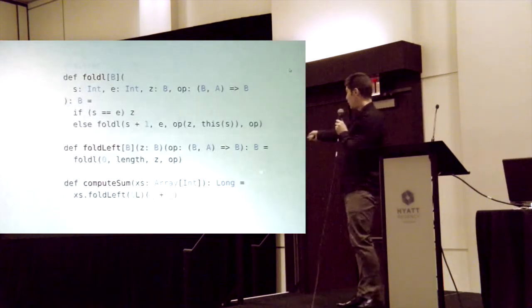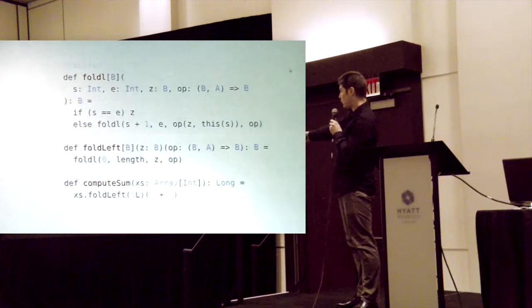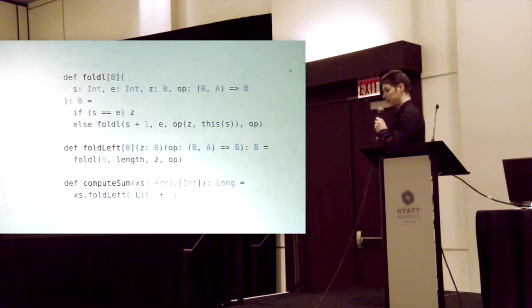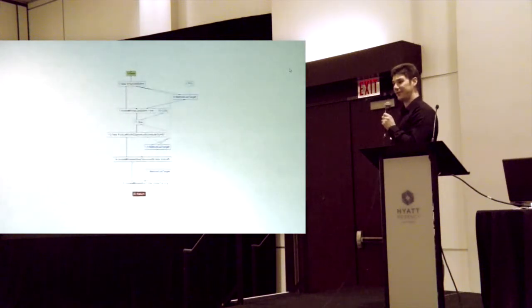And now we have a concrete program which calls fold left with the initial value 0L and then passes a lambda which just sums two values together. Okay. This is 10 minutes left or 10 minutes into the presentation?